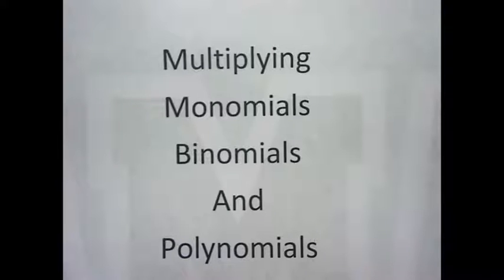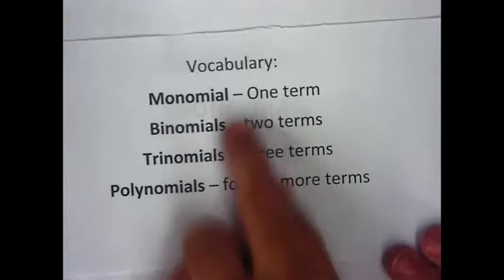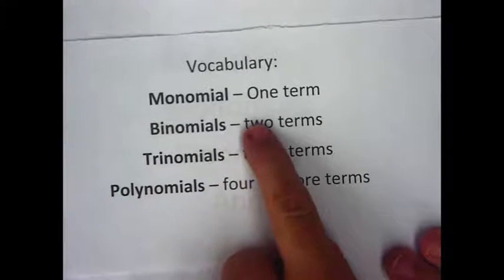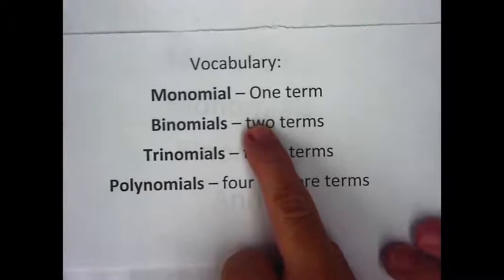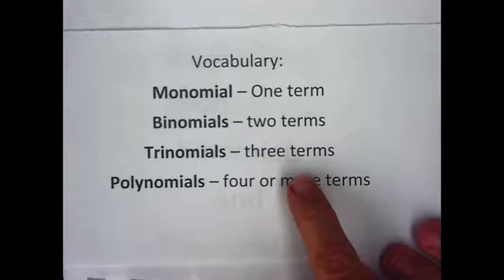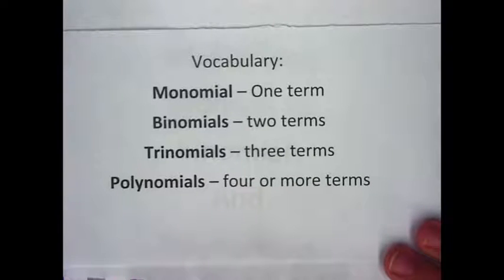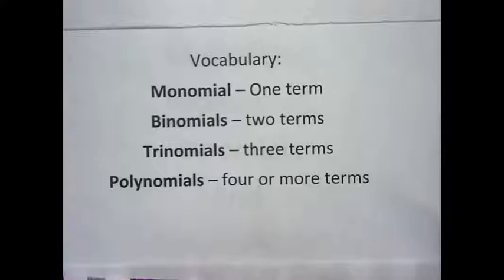In this video we're going to be talking about multiplying monomials, binomials, and polynomials. You're going to have to recall some vocabulary. First being that a monomial is a single term. Binomials are two terms connected by addition or subtraction. Trinomials are three terms connected by addition or subtraction. And polynomials are four or more terms connected by addition or subtraction.